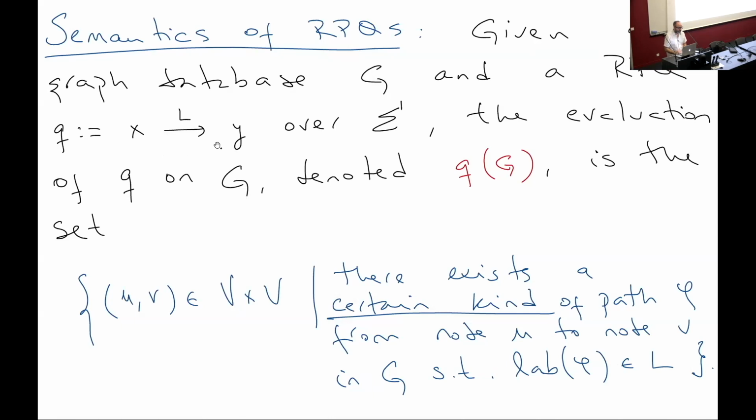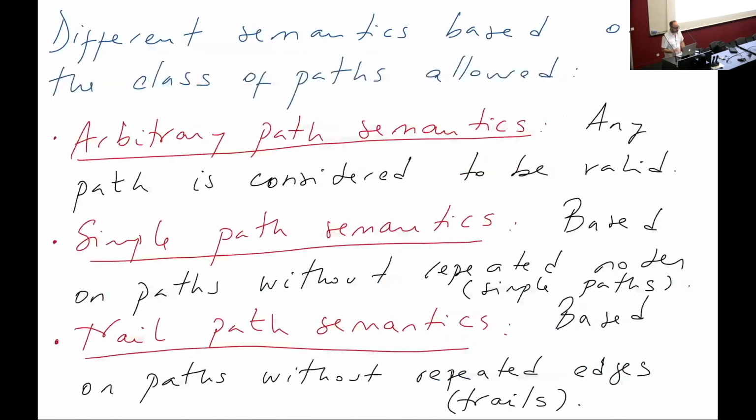So this query is saying, give me all pairs of nodes U and V such that there exists a certain kind of path that goes from U to V such that the label of that path satisfies the regular expression L. That's a regular path. Now, which kind of path? It depends on the semantics that you are considering. Different semantics are based on the class of paths allowed.